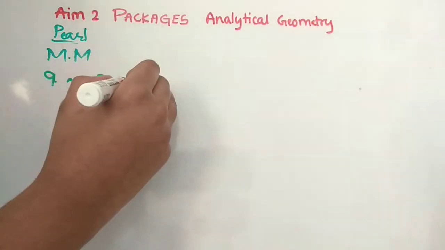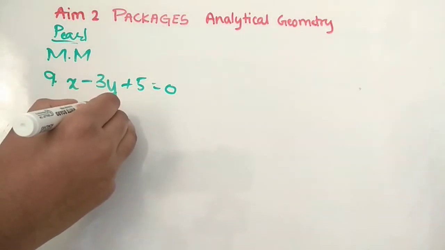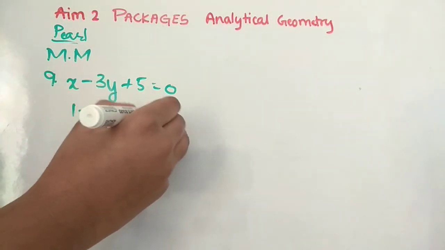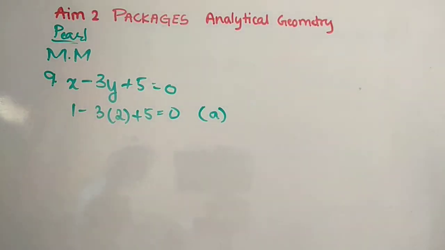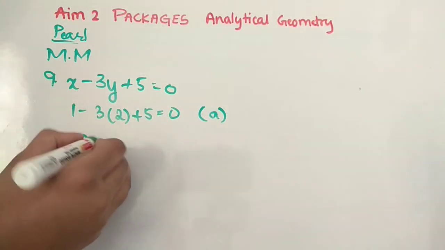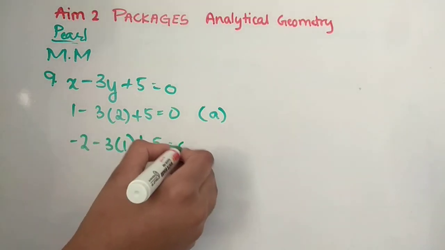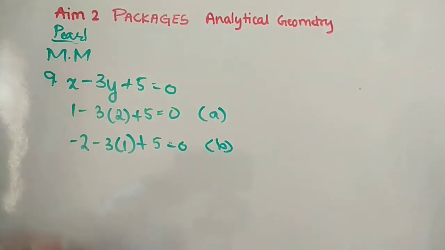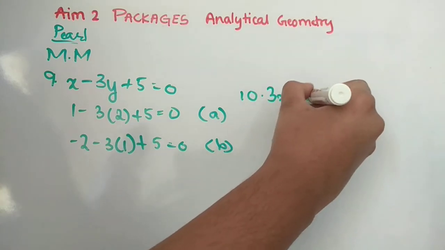But I will just write the equation and I will just show you how it is correct and all that. Plus 5 equal to 0. Then 1 minus 3 into 2 plus 5 is equal to 0. Yes, it is 0 only. So, option A is correct. Now, minus 2 minus 3 into 1 plus 5 is equal to 0. This is option B. This is also correct only. Now, remaining options won't come. I already checked the answers. That's why I'm directly telling you all.